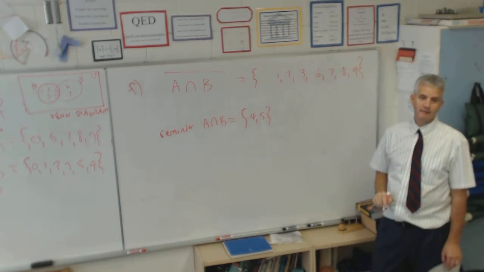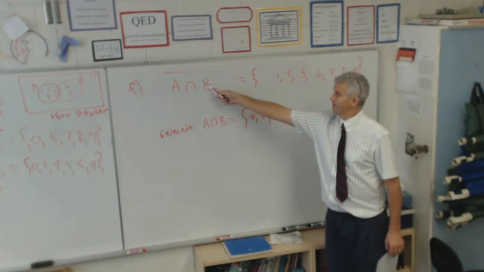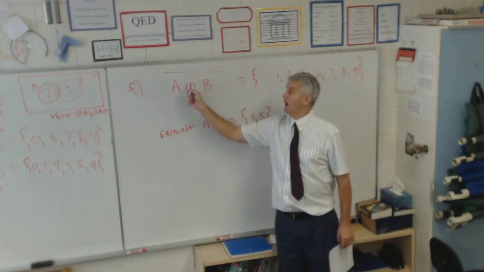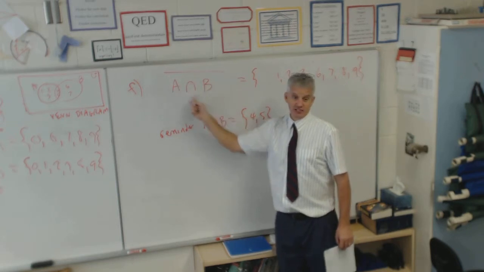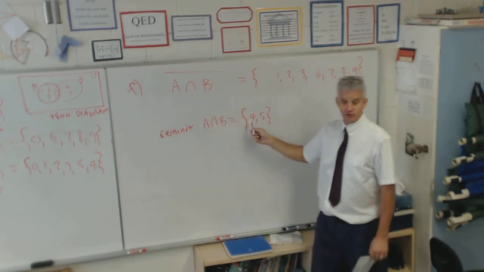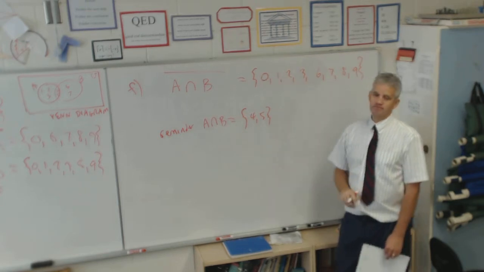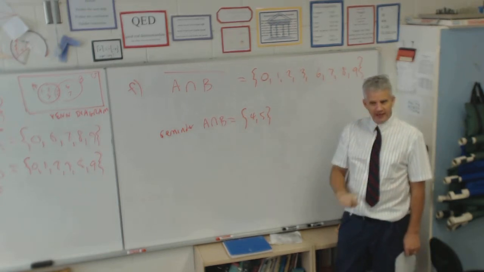Wait, what are you doing right now? Is it union or intersection? He's doing the intersection. I'm doing the complement of the intersection, A intersect B. This was A intersect B, it was 4 and 5. Jordan, what was missing? 0. You guys follow that?